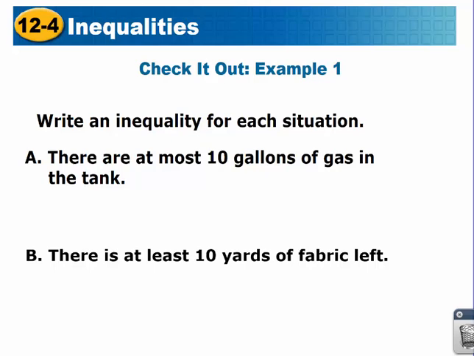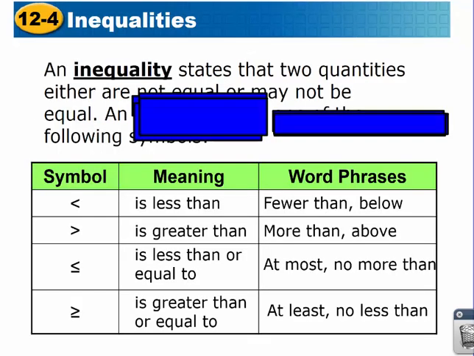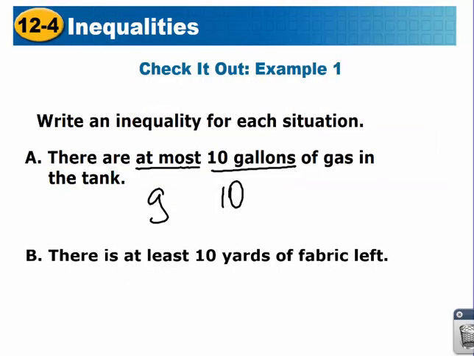It says there are at most 10 gallons of gas in the tank. Okay, so at most is our key phrase. 10 gallons of gas, I'm going to use G, and I'm going to use 10. Now it says there's at most 10 gallons of gas. So if we go back and look at our words here, at most is a less than or equal to. Okay, so this is G is less than or equal to 10. At most 10. Okay, so that means it's actually smaller than that.